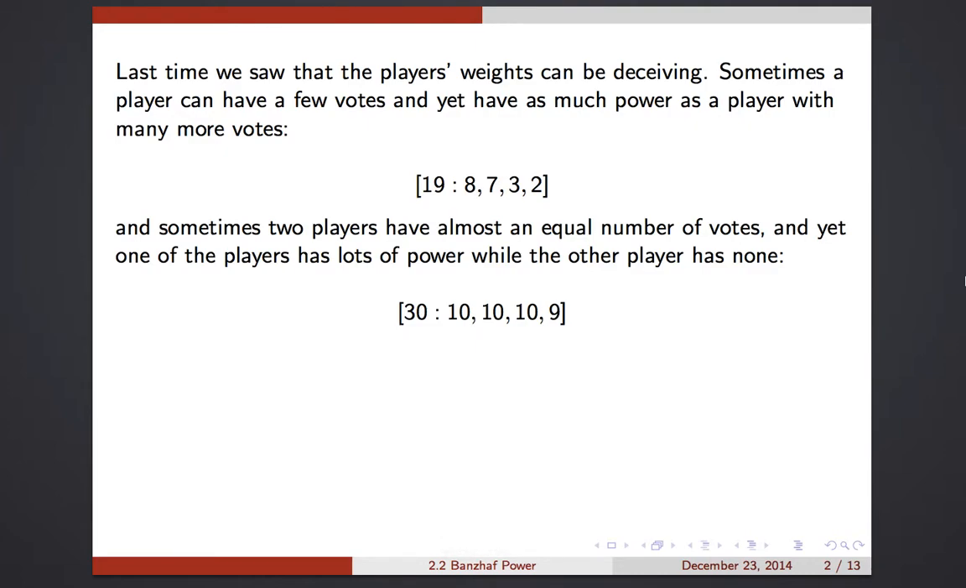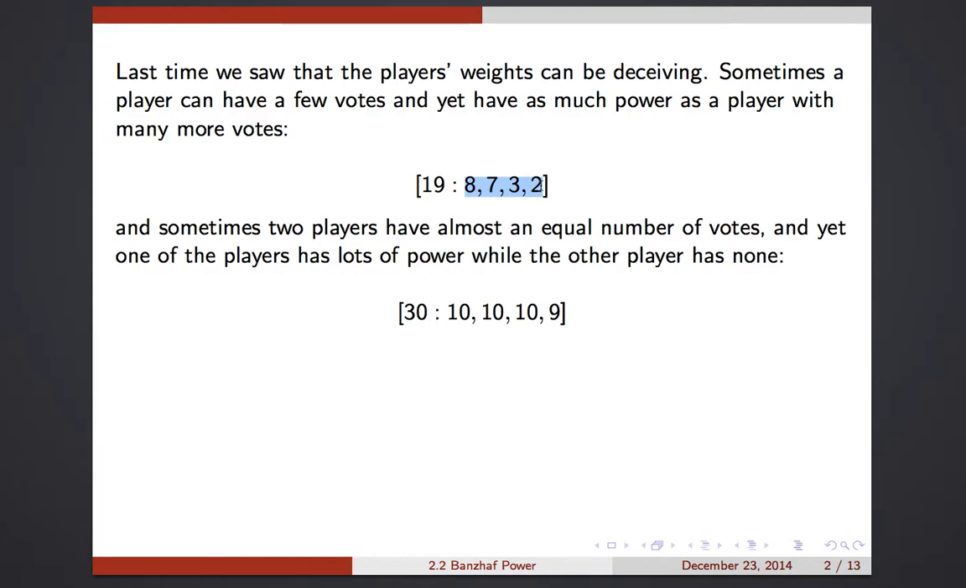So here's some motivation for what we're going to do. And here are a couple of examples from last time. So the point of both of these examples is that players' weights can be deceiving. In this first example, this is the same example we had with the business partnership where we had 4 players and these were the different weights.